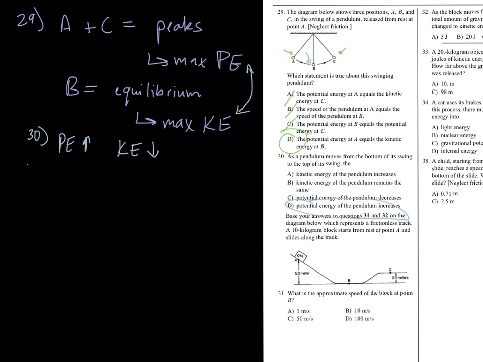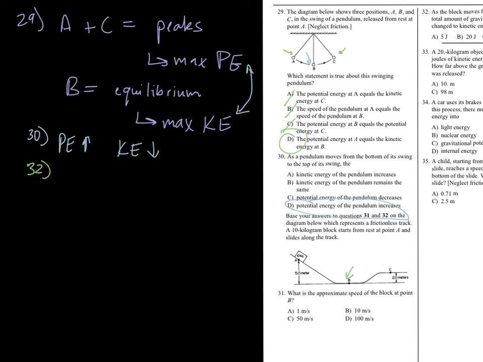Number 31. Actually, we should answer 32 first. I'm going to do 32 here. You might not see it, I hope you guys have the paper on you. But it's asking for the kinetic energy down here at B. So the block starts at point A and slides all the way down to B, and we need to figure out what the kinetic energy is down there.